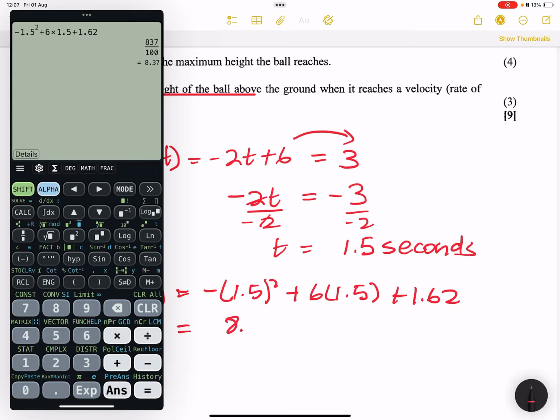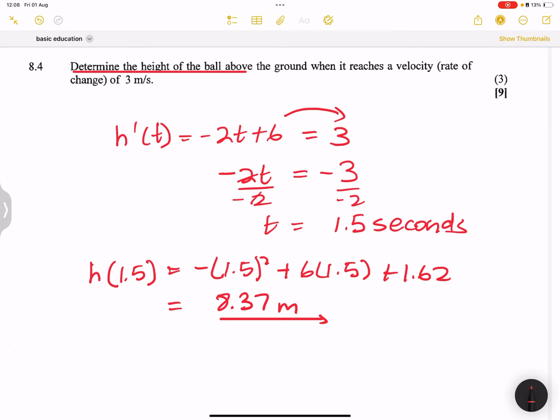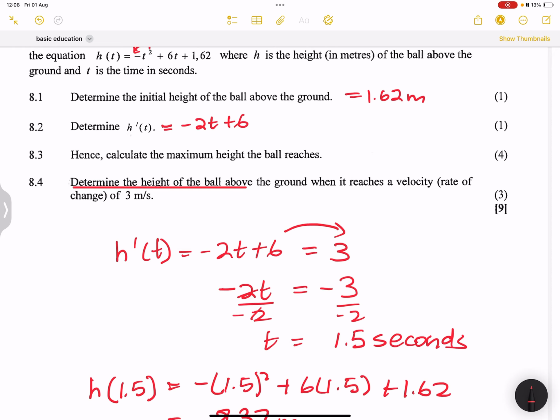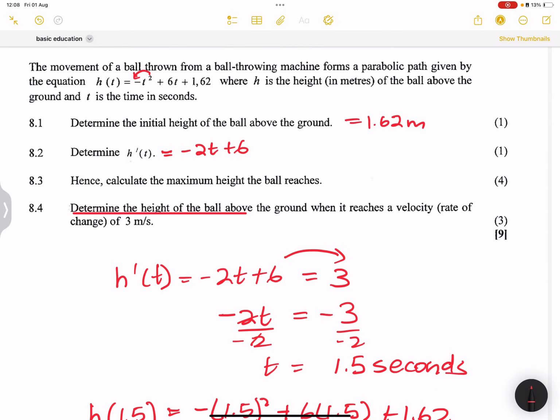8.37 meters. Right. Ladies and gentlemen, that brings us to the end of this question. Really interesting. A good application of calculus.